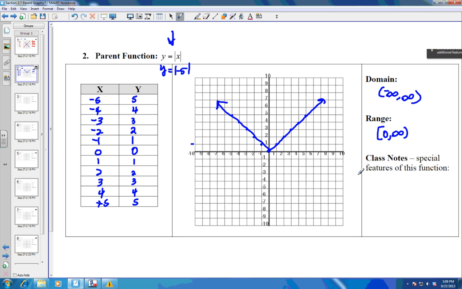Class notes or special features: what you need to know about this is this can be written as a piecewise function. The equation of this line right here is negative x from our previous problem, but it's only negative x where x is less than or equal to 0. And then this line right here is positive x where x is greater than or equal to 0. So special features of this function: it's a v, and it can be written as a piecewise function.